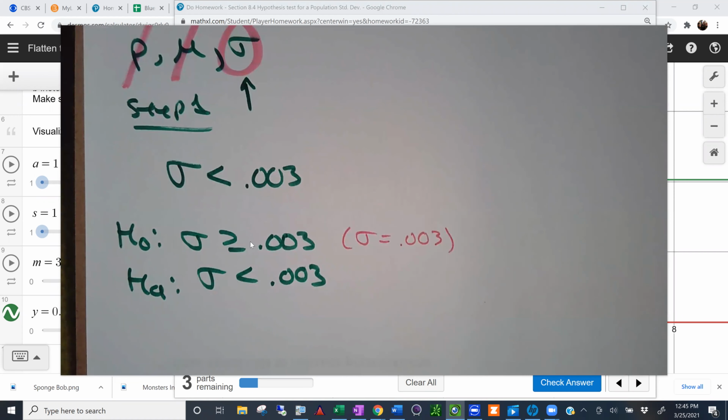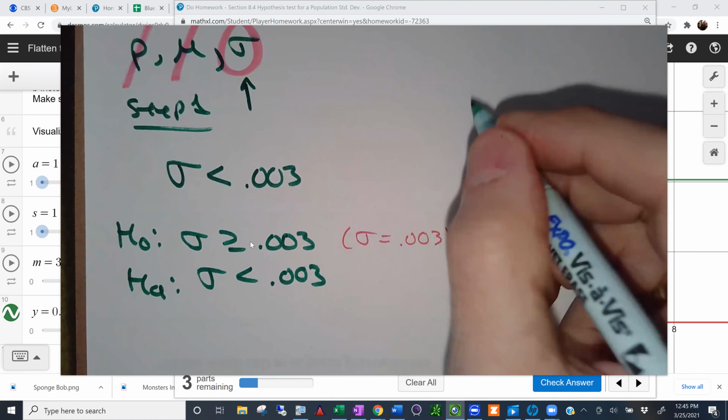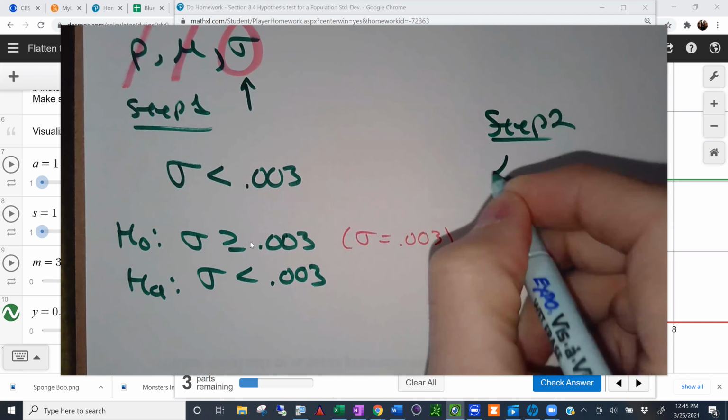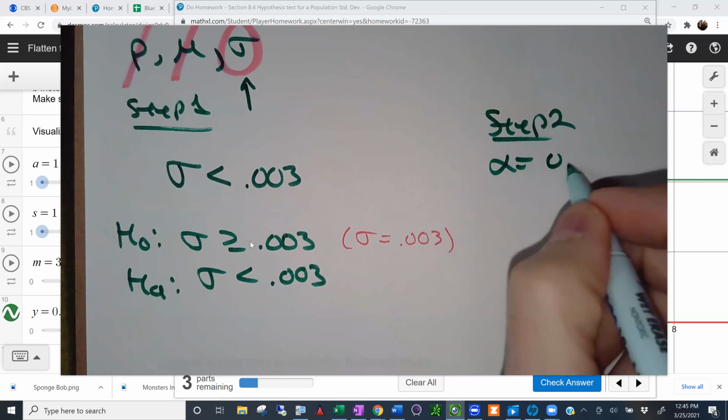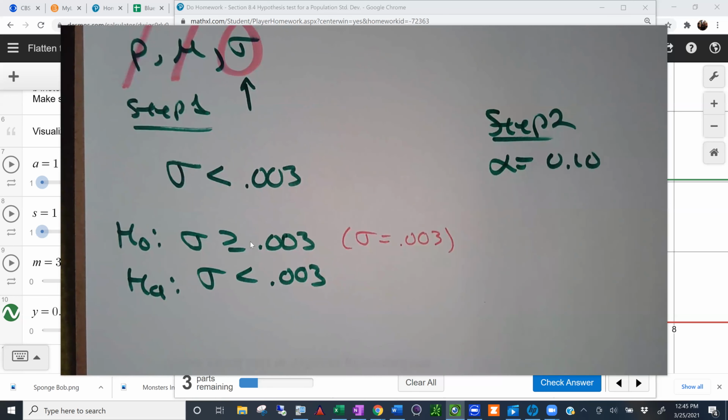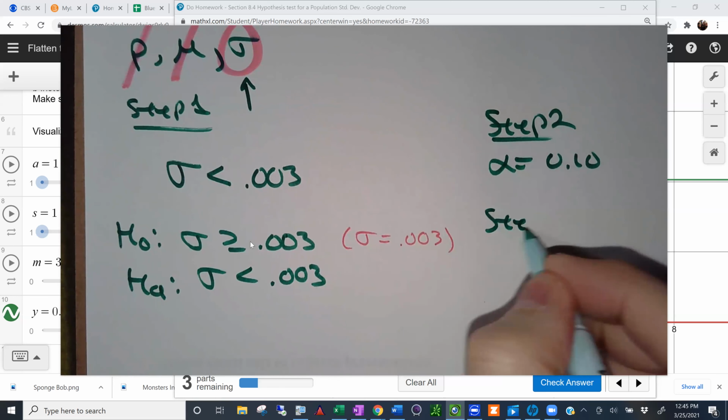Okay, so that's step one. Step two. Who picked up on what alpha was? 0.10. Awesome, thank you. 0.10. And so that takes us to step three.